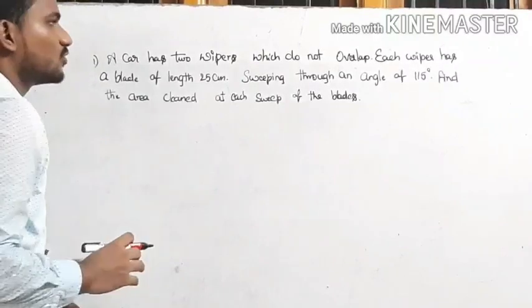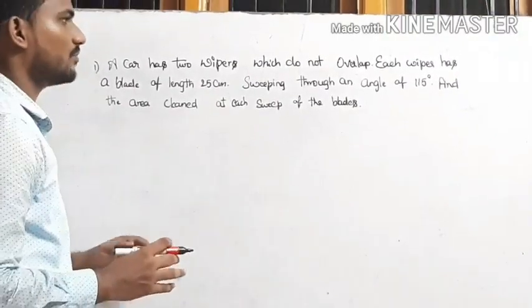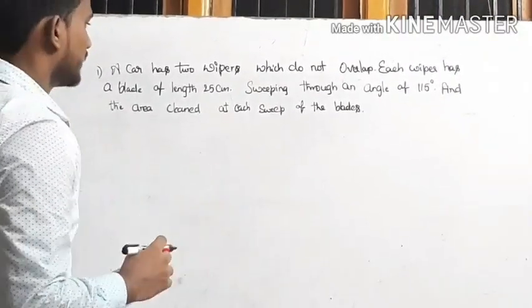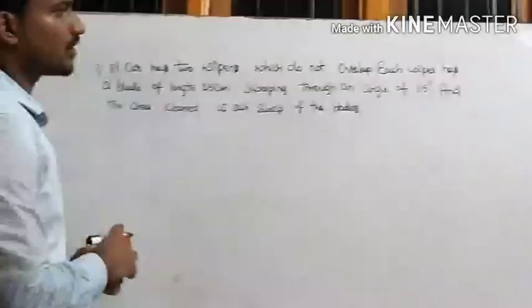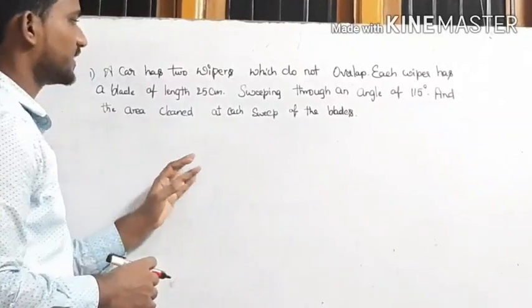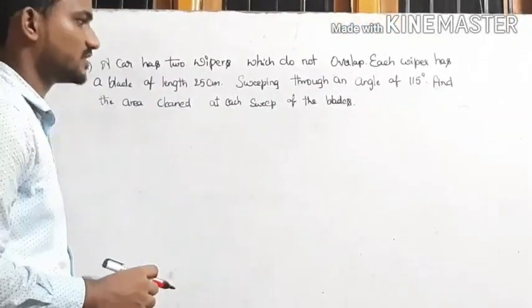A car has two wipers which do not overlap. Each wiper has a blade of length 25 centimeters. Sweeping through an angle of 115 degrees, find the area cleaned at each sweep of the blades.